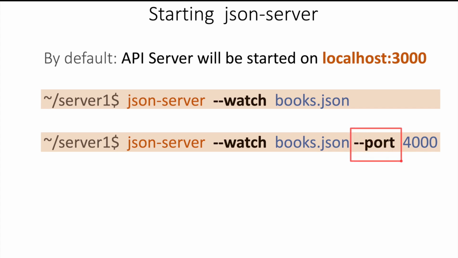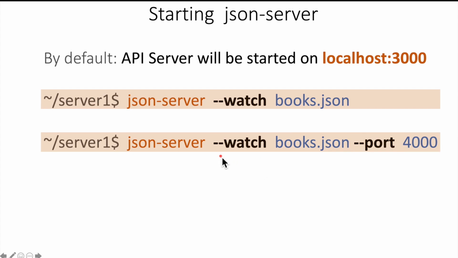Using --port, we can specify that we want JSON server to run on a different port than 3000. By default, JSON server will be started on localhost 3000, but using this --port flag, we can specify that we want to run this JSON server on a different port. This port flag is important for us because port 3000 is the default port for our React development server as well. So we have to start one of these two servers on a different port. So let us start our JSON server on port 4000 so that 3000 can be used by our React development server.